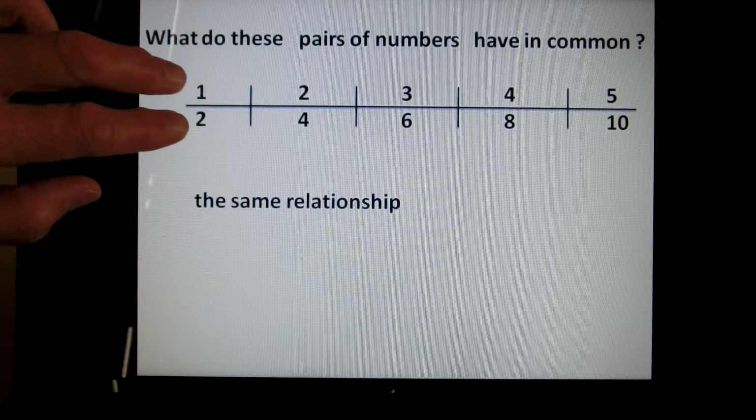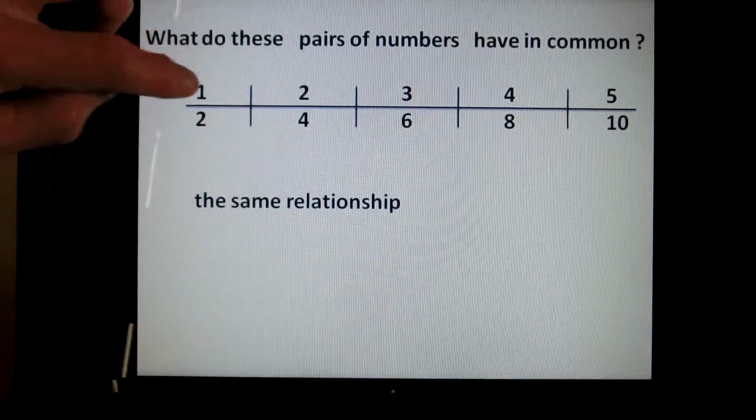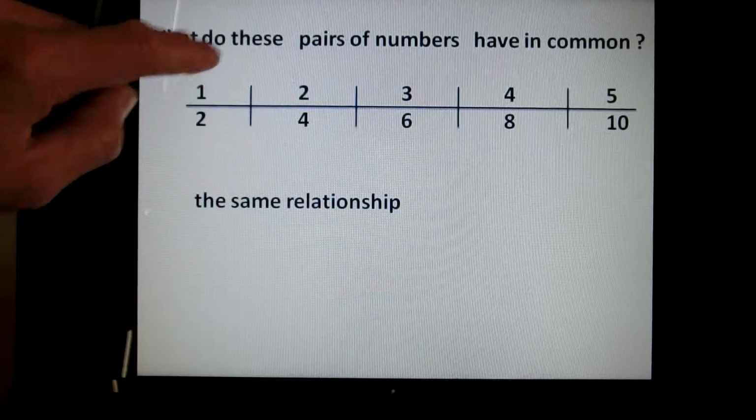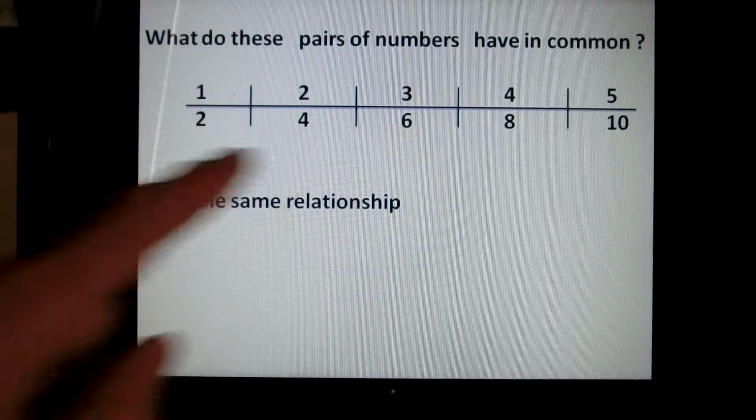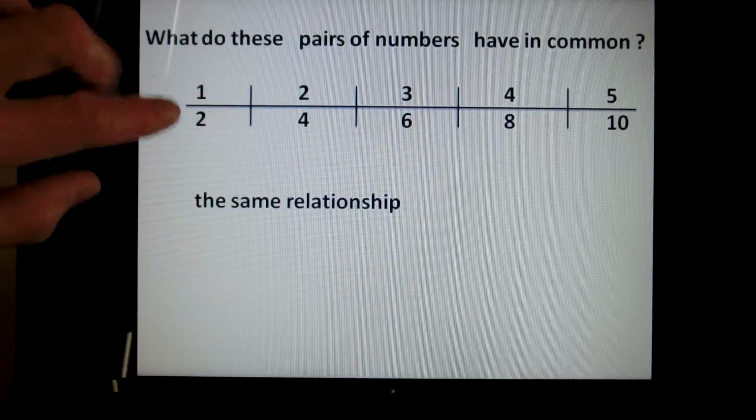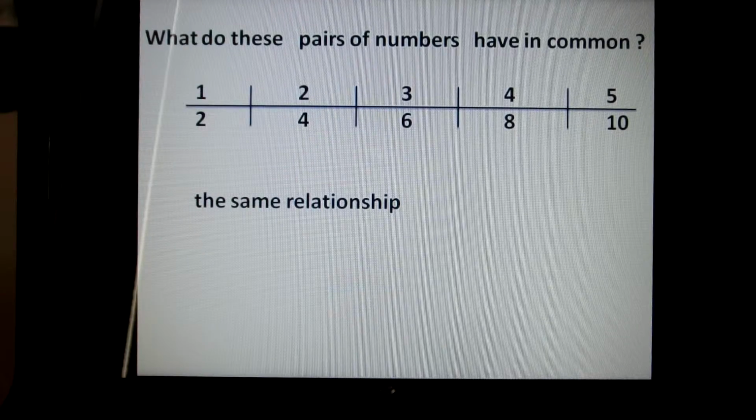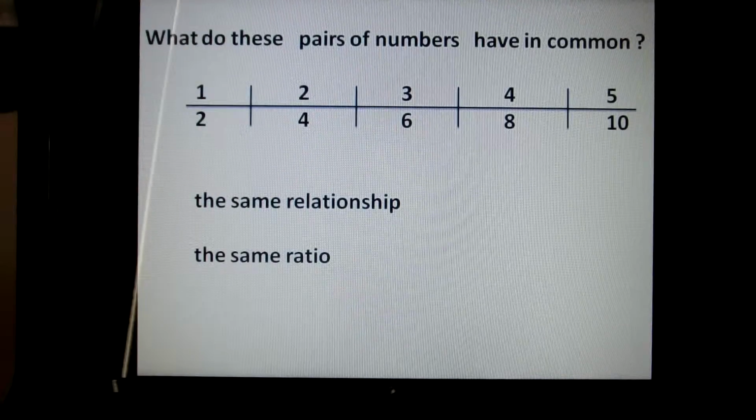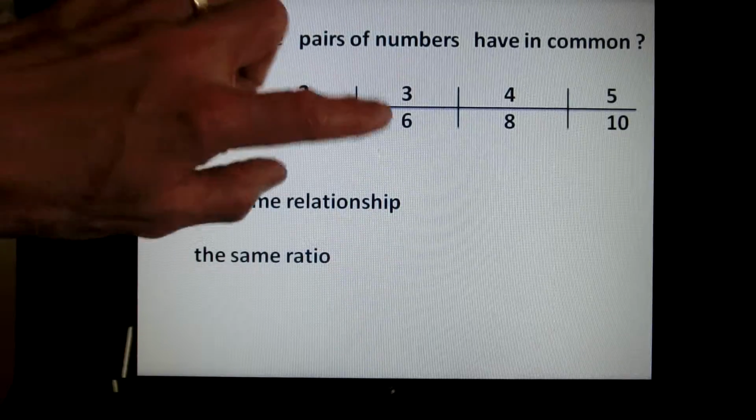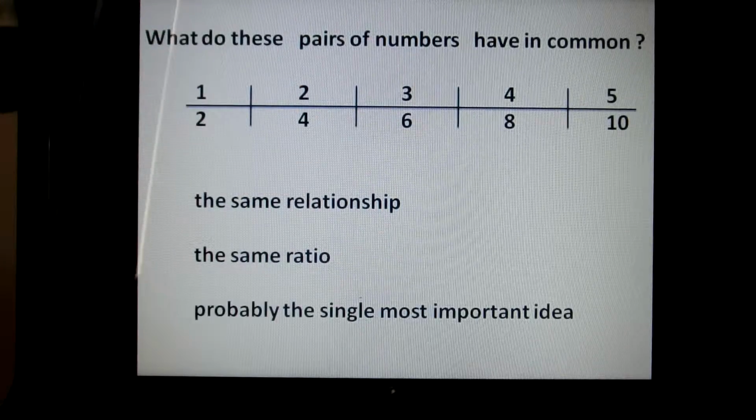If you want to go from these numbers to these numbers, we're timesing by 2, timesing by 2, or timesing by 3, timesing by 3. But the relationship, this to this, this to this, doesn't change as we move along. And the word we have for this is ratio. These pairs of numbers have the same ratio. And this is probably the single most important idea in GCSE maths.